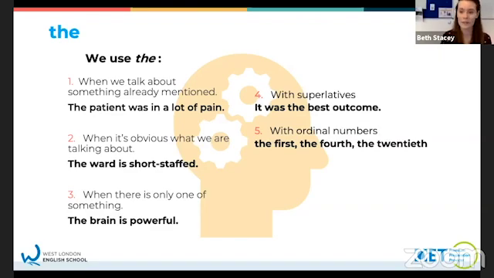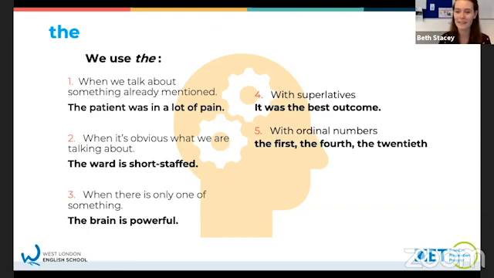If there's only one of something, we can use the. So here we can see the brain is powerful. Another good example, not really related to OET, but is if you talk about the sun. So, oh, the sun is bright today. We use the because there is only one, at least in our area.